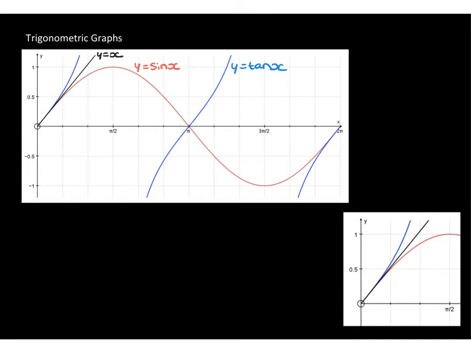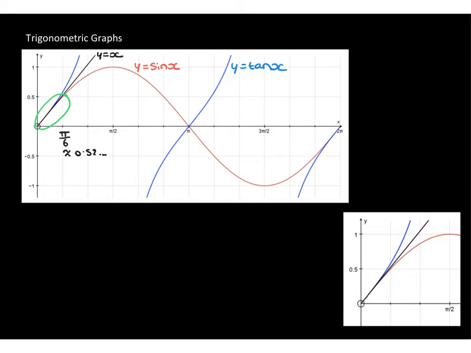Now, look at this region here, where the values of x are very, very small. They're smaller than pi by 6, which is this angle over here, and pi by 6 is about 0.5. Can you see that both the graph of sine x and tan x match the graph of y equals x very, very closely for these small angles, for these small values of x?